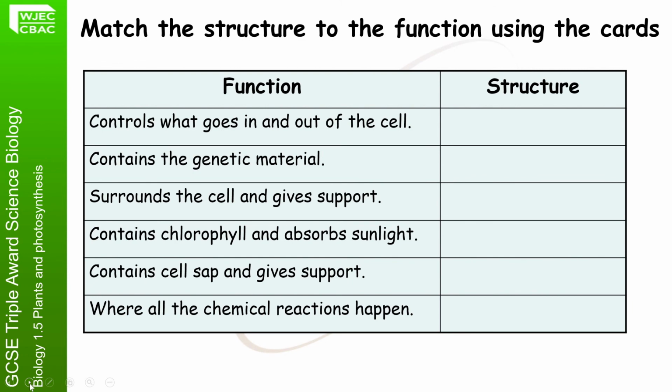Contains cell sap and gives support is the vacuole, and where all the chemical reactions happen would be in the cytoplasm. Don't forget what you've learned from the first unit for the double award work. There are also ribosomes, which are for protein synthesis, and mitochondria, which help to release energy in the cell.